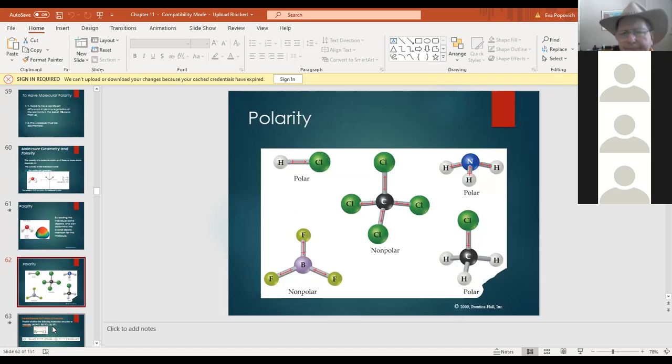I'm going to show you some different molecules. Jasmina, why is HCl polar? Because it's asymmetrical. Asymmetrical, and what else? Polar bonds. Polar bonds. Gabe, what about ammonia?